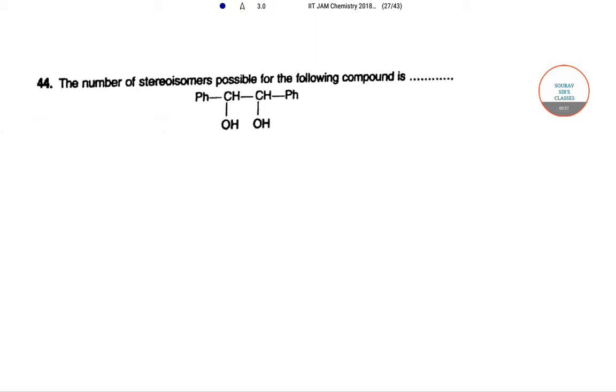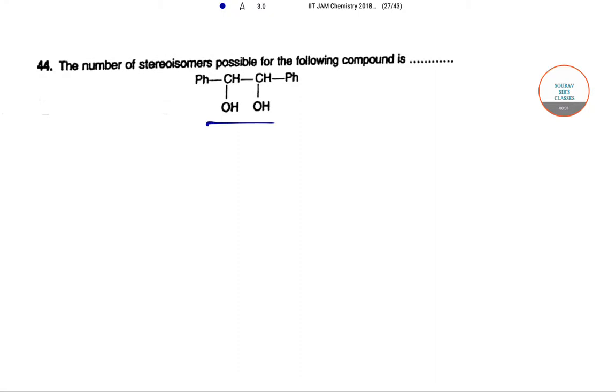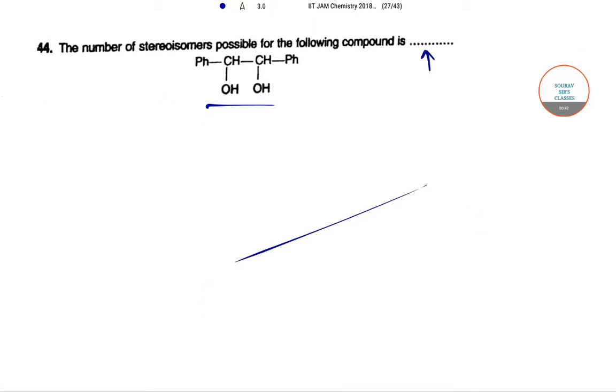The number of stereoisomers possible for the following compound is, and this is the compound we have been given to us, and we have to write the number of possible stereoisomers. So this is a numerical answer type question.